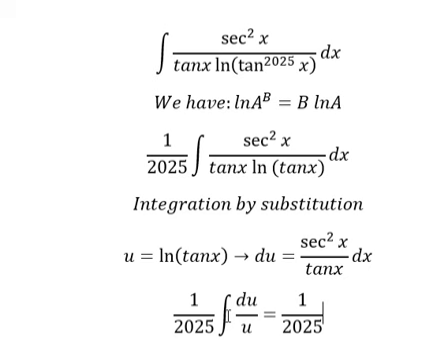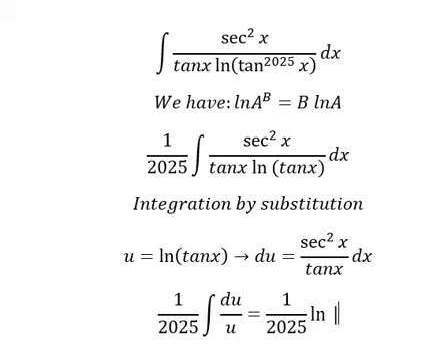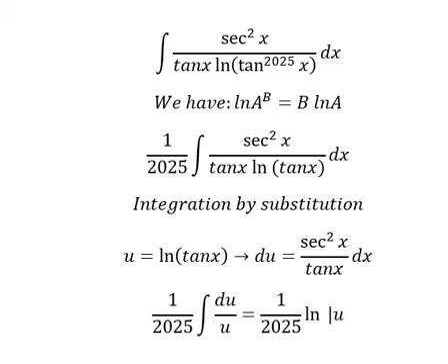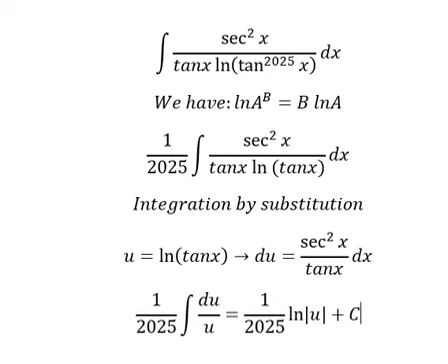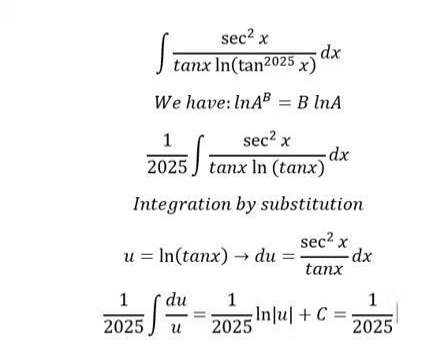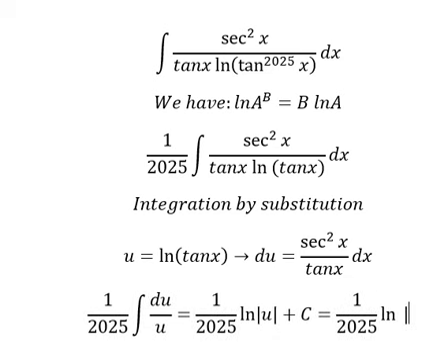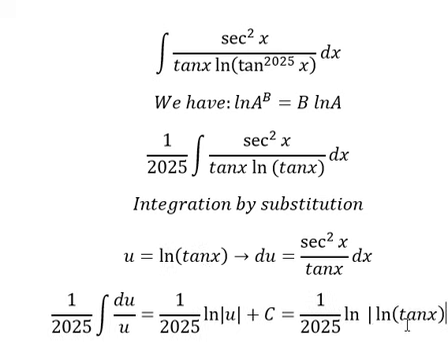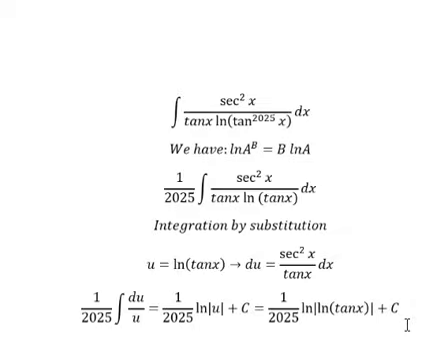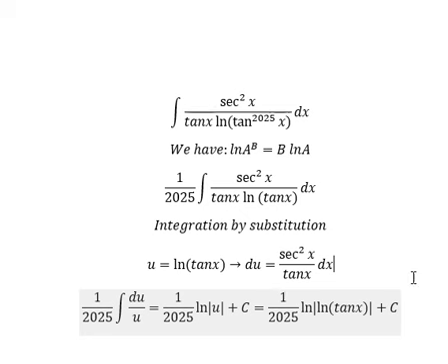The integration of this one, we have ln of the absolute value of u, and I will put plus c. Then u is this one, and this is the final answer. This is the end.